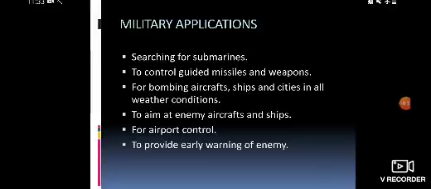That means it is used for searching for submarines, controlling missiles and weapons, bombing aircraft, ships, and weather conditions in our cities. It is also used to control the airport, to give warning of an enemy entering our regions, and to control enemy aircraft and ships. These are military applications.